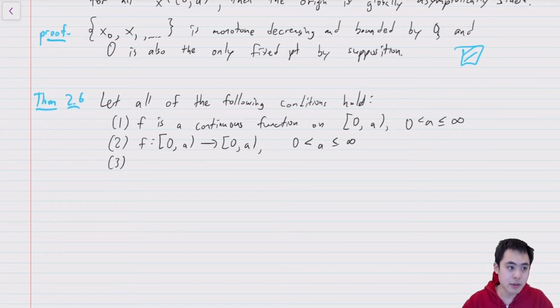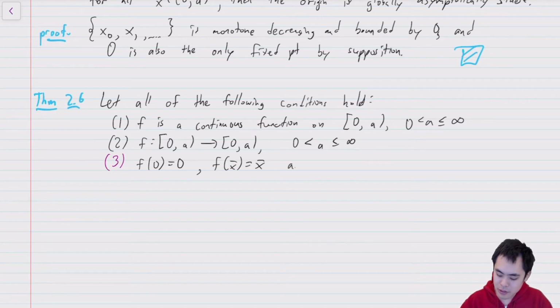And 3, f of 0 is equal to 0, and f of x bar is equal to x bar. I'm actually going to give this a color because we're going to refer back to this later. Those are both equilibria.